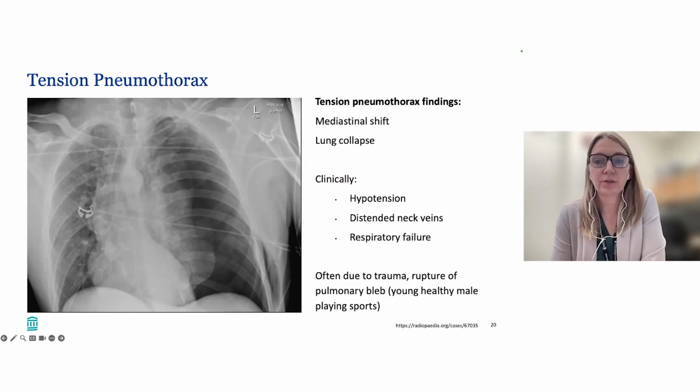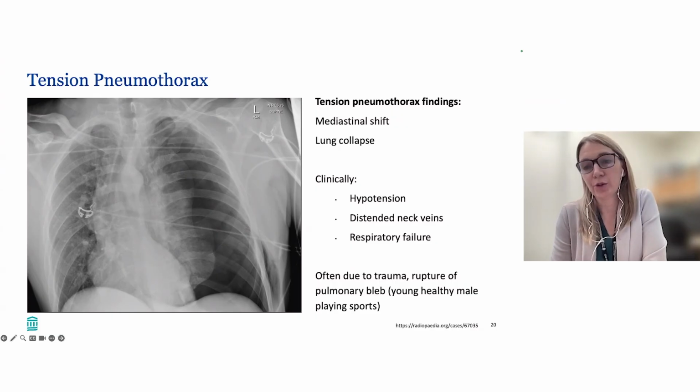Tension pneumothorax refers to a small subset of pneumothoraces where air accumulates in the affected hemithorax and can lead to hemodynamic compromise. On chest X-ray, you will see mediastinal shift and lung collapse, generally with a sizable pneumothorax. Clinically, the patient may have hypotension, respiratory distress, and distended neck veins. Tension pneumothorax is a medical emergency and is often due to trauma. However, rupture of a pulmonary bleb can lead to tension physiology.